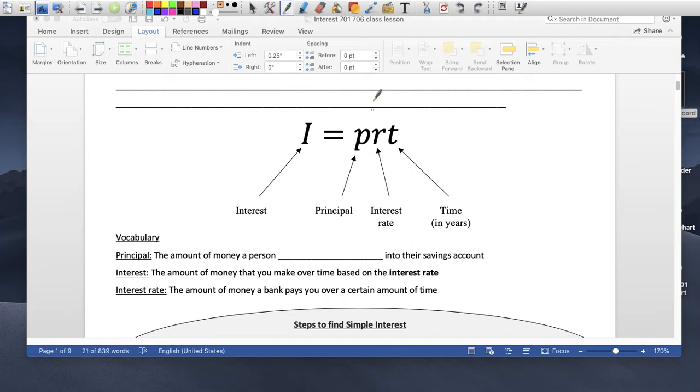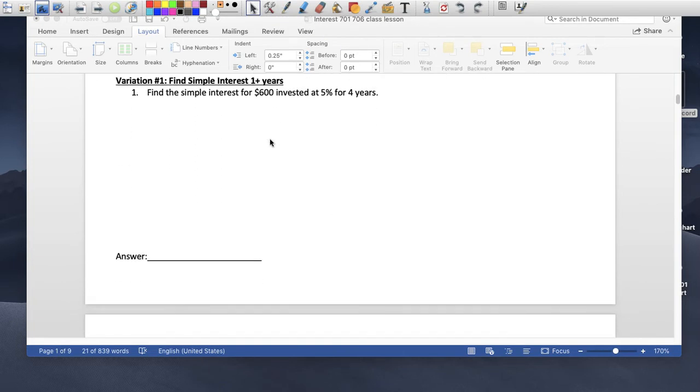Principal is the amount that you can take from the bank, the loan that you take, or the money that you deposit in the bank. R represents the interest rate, which is going to be expressed as a decimal, right? And the time is going to be in years. Okay. So let's look at the first example.